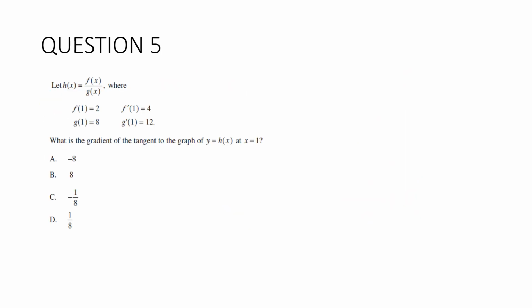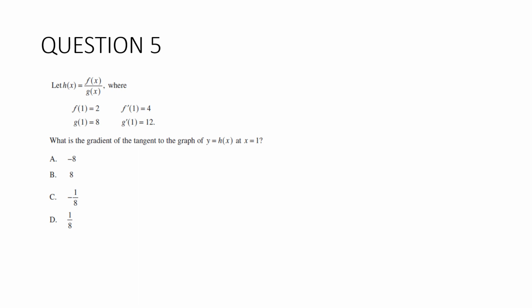And question 5. Let h of x equal f of x divided by g of x, where f of 1 is equal to 2, f dashed of 1 is equal to 4, g of 1 is equal to 8, g dashed of 1 is equal to 12. What is the gradient of the tangent to the graph of y equals h of x at x equals 1?